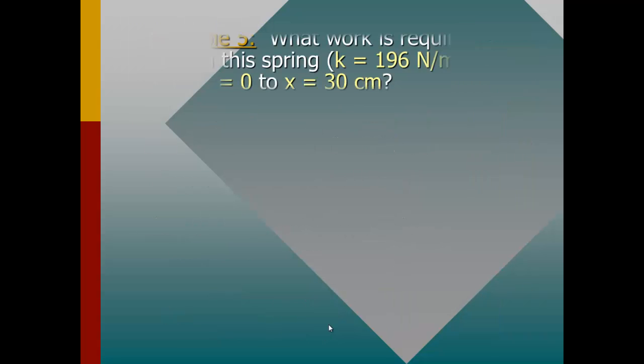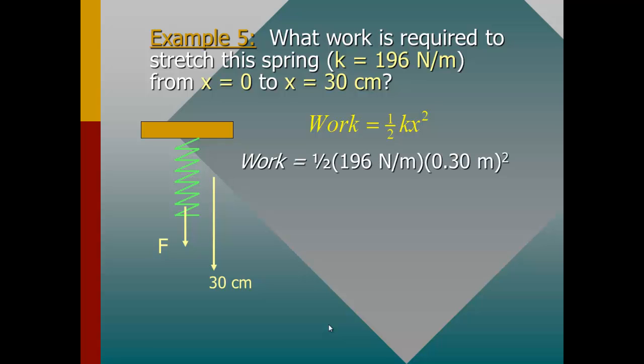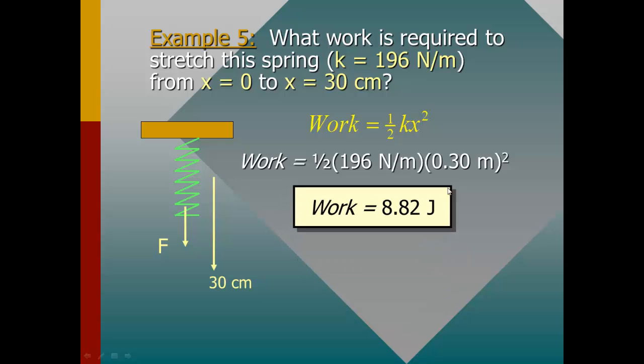What work is required to stretch the spring with k equals 196 newtons per meter from x equals 0 to x equals 30 centimeters? So remember, work is 1/2 kx squared, and we have k as 196, and then x is 30 centimeters, but there's 100 centimeters in a meter, so it's 0.30 meters. Calculating out, it gives us 8.82 joules. So that's how much work would be required to stretch that spring. And in stretching it or compressing it, it would be the same amount.